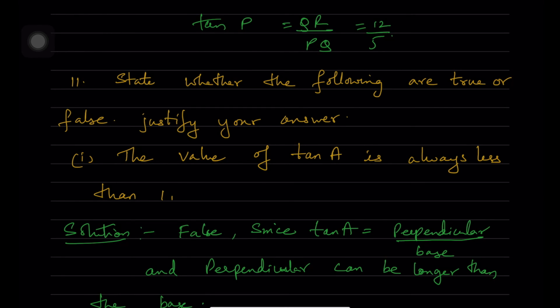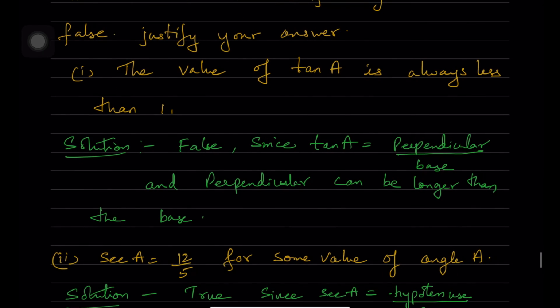Now 11th problem. State whether the following are true or false. Justify your answer. The value of tan A is always less than 1. False. Since tan A is equal to perpendicular by base, and perpendicular can be longer than the base. Sometimes base can be longer than the perpendicular, sometimes the perpendicular can be longer than the base. So the statement that tan A is always less than 1 is wrong.